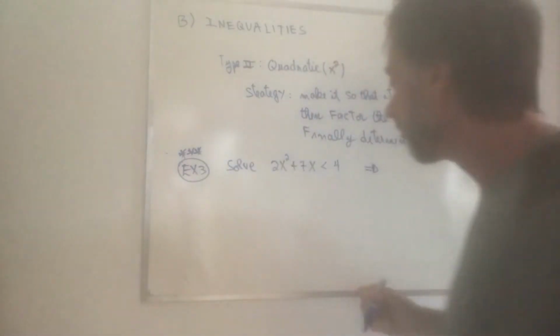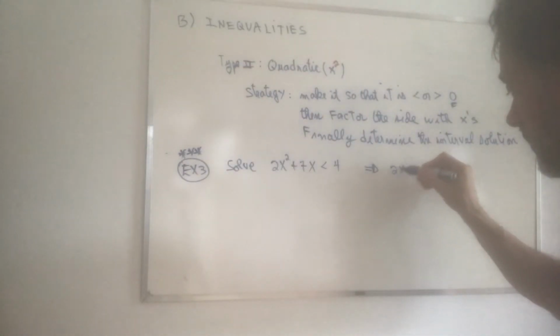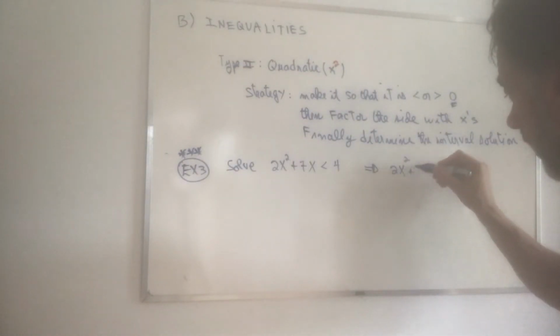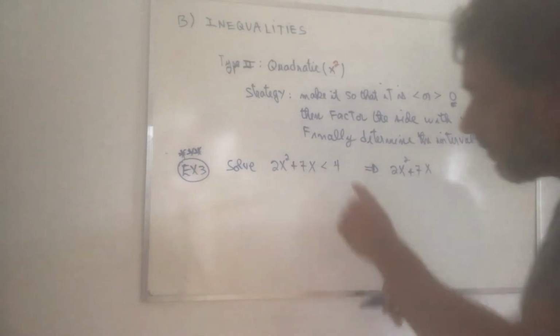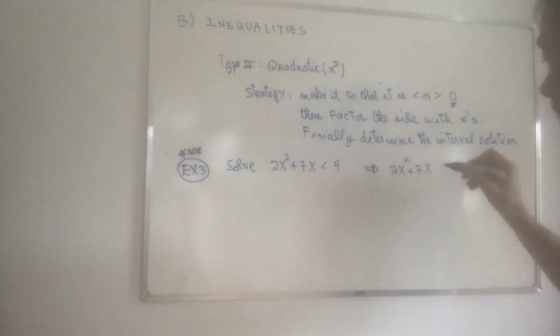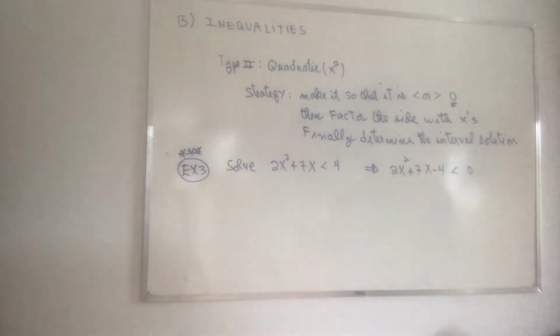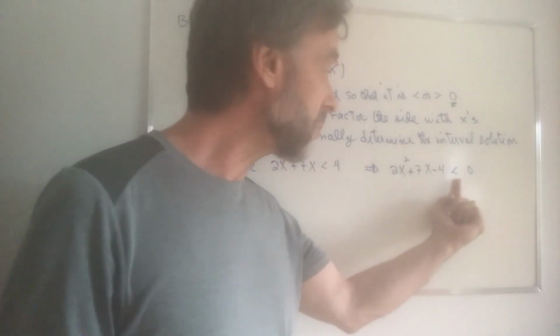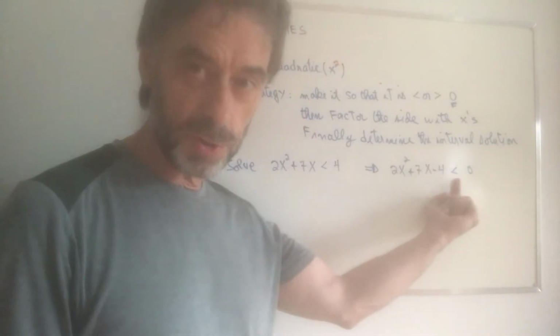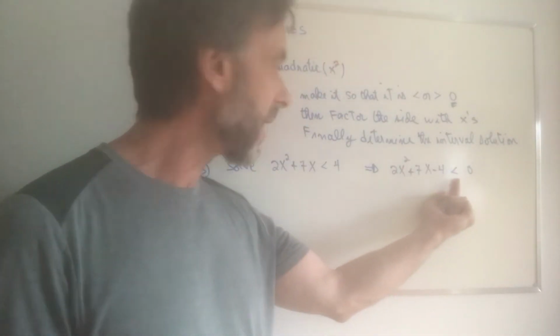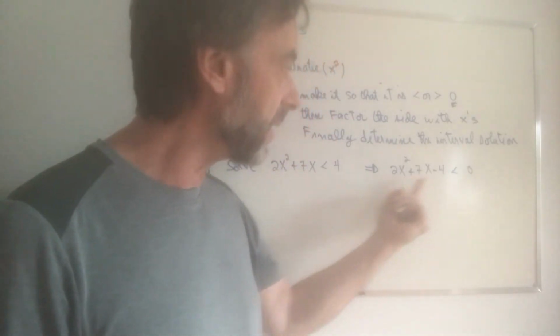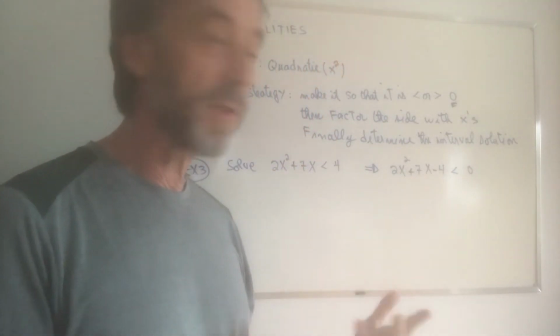So the first thing that I want to do, let me do it over here, is say this is the same as 2x squared plus 7x. And what happens to the plus 4? It becomes minus 4, yeah. Less than 0. All right. So remember, if this were an equal sign, what would you do? What is it that we used to do in the past? We tried to factor this, and if we can't factor it, we use the quadratic formula.